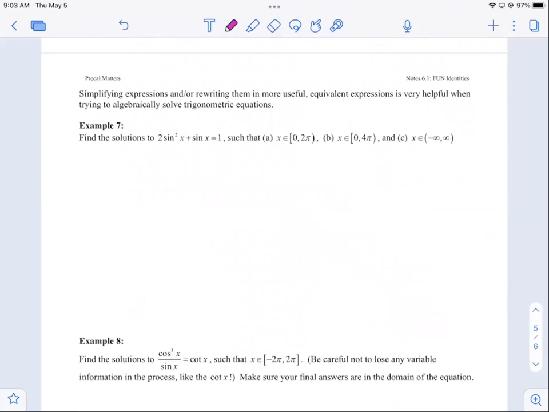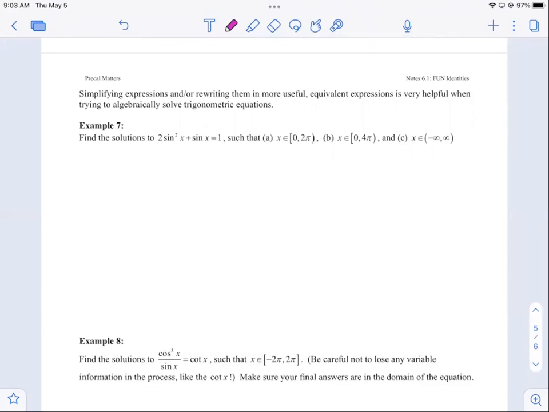Simplifying expressions and or rewriting them in a more useful equivalent expression is also very helpful when you're trying to solve conditional equations that have trig in it. Okay. Conditional equations. What do we do with conditional equations? We solve them, right? So let's look at example 7.